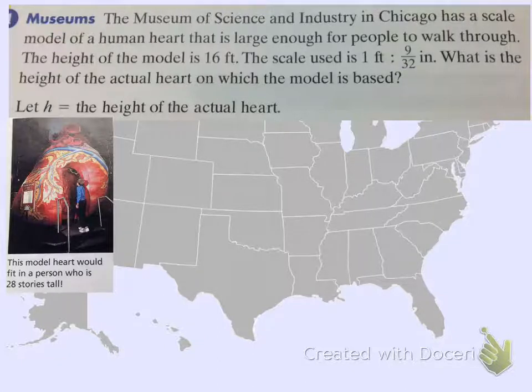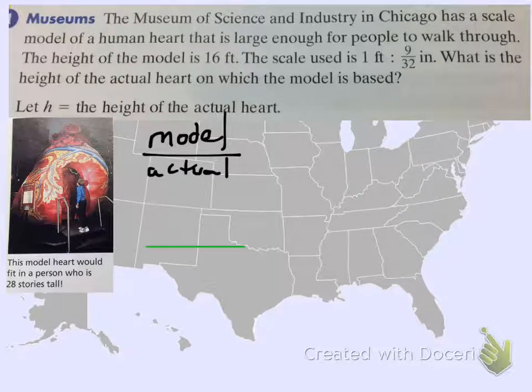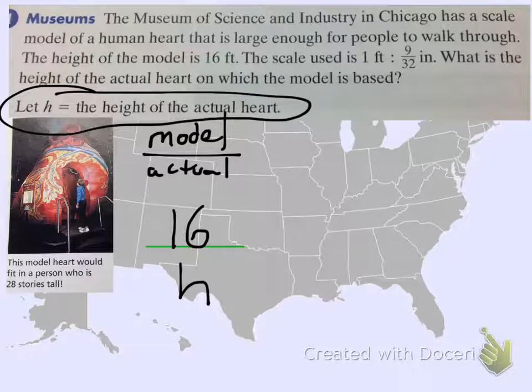So remember, I said model over actual. So here it tells us the model is 16 feet. The actual is h. That's what we're trying to find. See? The height of the actual heart. We're trying to find what the heart really was that they made the model out of. So 16 over h. Now we're going to equal that to the scale factor. So we're equaling proportions. We're doing similar hearts.